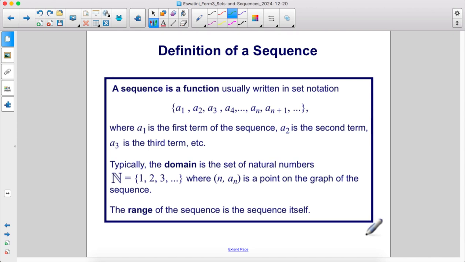A sequence is a function usually written in set notation, where a1 is the first term of the sequence, a2 is the second term, a3 is the third term, etc. Typically, the domain is the set of natural numbers, 1, 2, 3, etc., where n, an is a point on the graph of the sequence. The range of the sequence is the sequence itself.